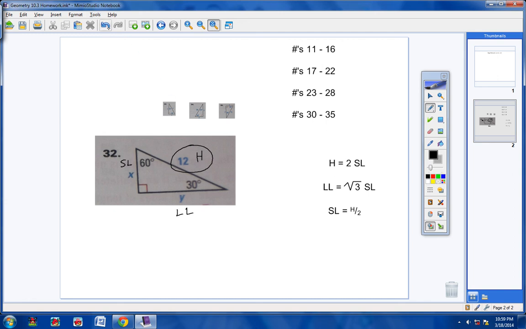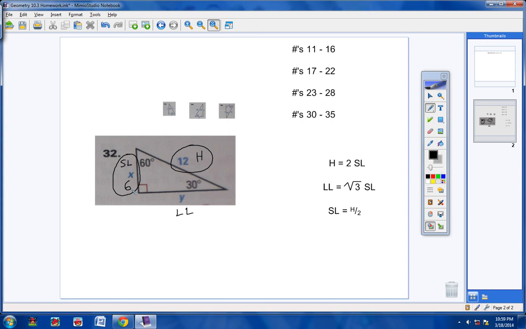The hypotenuse. So right away I jump over here and I say, look, the shorter leg is always the hypotenuse divided by 2. So if your hypotenuse is 12, divided by 2, you get a 6, so you know your shorter leg is 6. Now, the longer leg, well, the longer leg is always the shorter leg times the square root of 3.